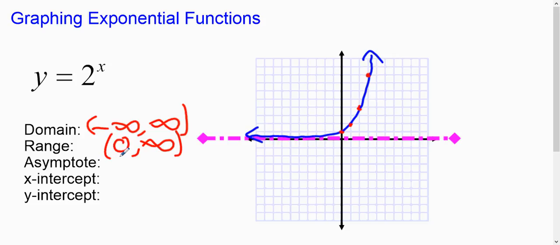Since it never touches 0, never equals 0, we do a parenthesis. And we have an asymptote right there, which the purple line is showing. That's at y equals 0. Horizontal asymptote at y equals 0. So since there's an asymptote on the x-axis, it's never going to touch the x-axis, so there is no x-intercept. And then we can see our y-intercept right there at 0, 1.